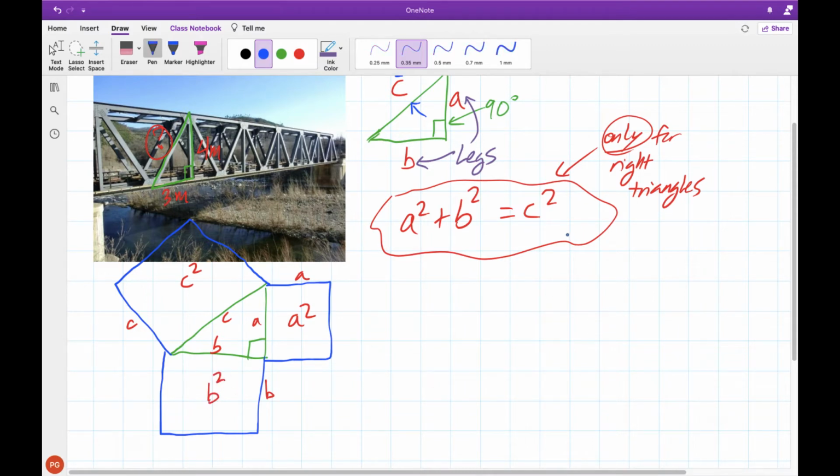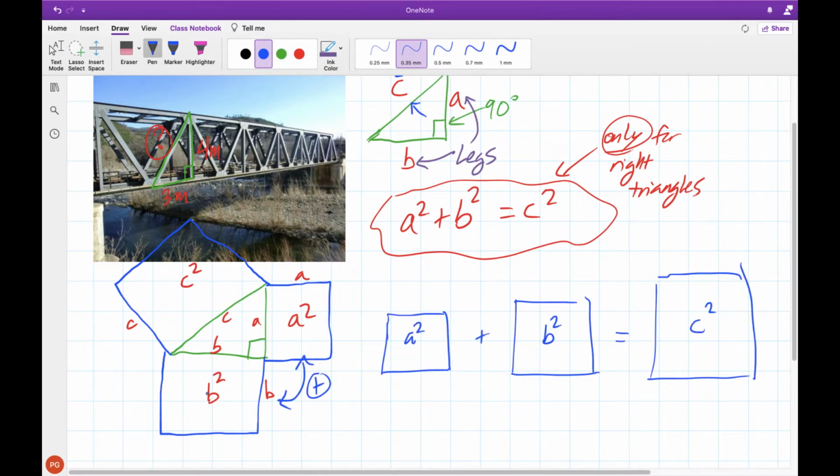So another way we can represent this equation is by saying the area on these two sides of our triangle here, so a square drawn on this side plus the area of the square on this side is equal to the area of the square on this side. So when we add these two areas here, we get the area of the other side over here.